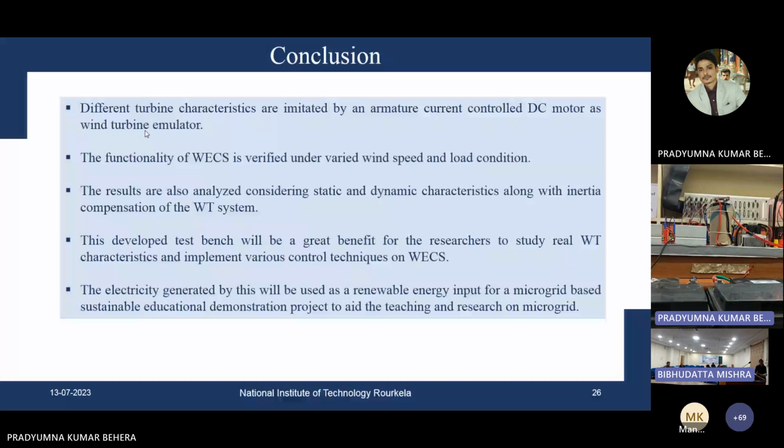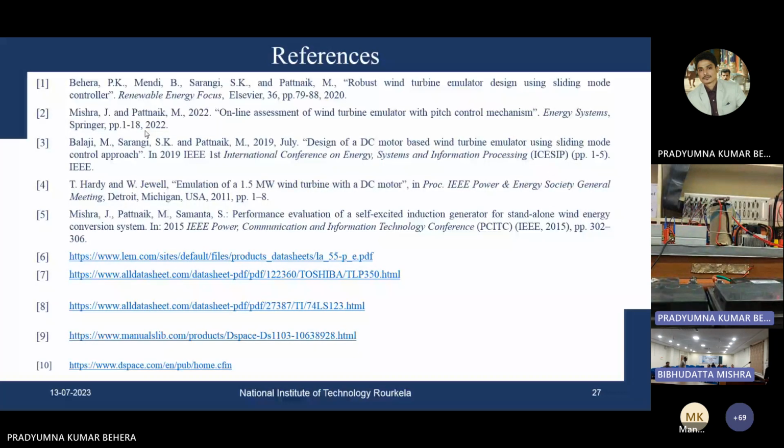So these are the references we have followed. For better understanding, you can follow these three references. Following these three references, you can design a wind turbine emulator on your own. So I would recommend the first, second, and third for all of you to read. And reference numbers 6, 7, 8, 9, 10 are basically the data sheets related to the hardware components that have been used in the setup.